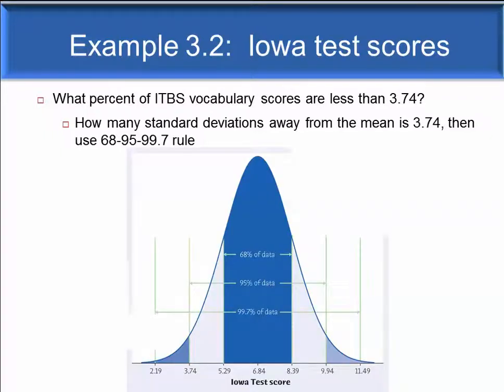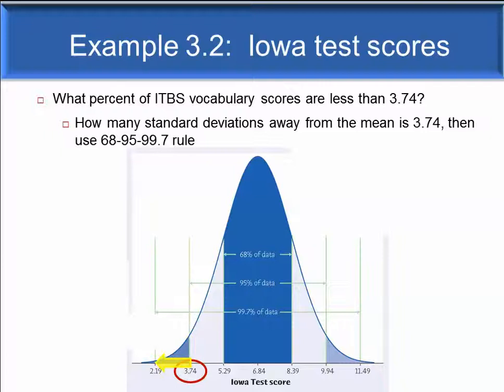So again, here is our distribution. So what we're going to do is first we locate 3.74, and we can see that 3.74 is 2 standard deviations below the mean. Here's the mean at 6.84. 5.29 is 1 standard deviation below, 3.74 is 2 standard deviations below. And we are looking for vocabulary scores less than 3.74. So we're looking for what is the percentage of this little tail down below the 3.74.